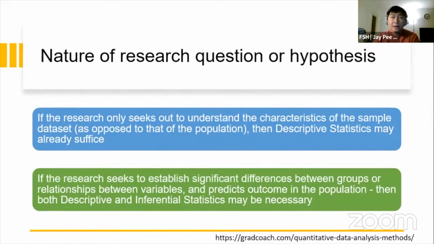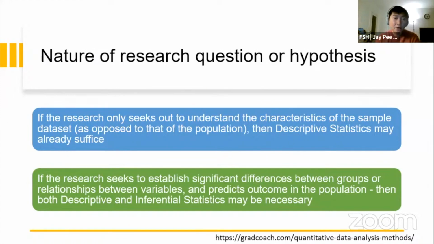So kung ang sample data set mo is the group of grade 10 students in the specific sections of the school, then if you want to study the study habits across different school subjects, then probably descriptive statistics may already do the job for you. So you can just take the mean hours spent on studying science as opposed to mathematics, etc. So descriptive statistics lang yung kailangan mo.